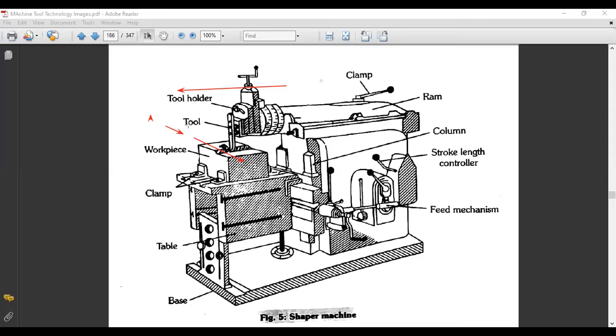तो टूल आपका किस डायरेक्शन से मूव करेगा? आपका इन द 90 डिग्री ऑफ द रोटेशन, 90 डिग्री ऑफ द रैम। So the workpiece will be moved by the feed mechanism, and this will happen after the completion of your job cutting.